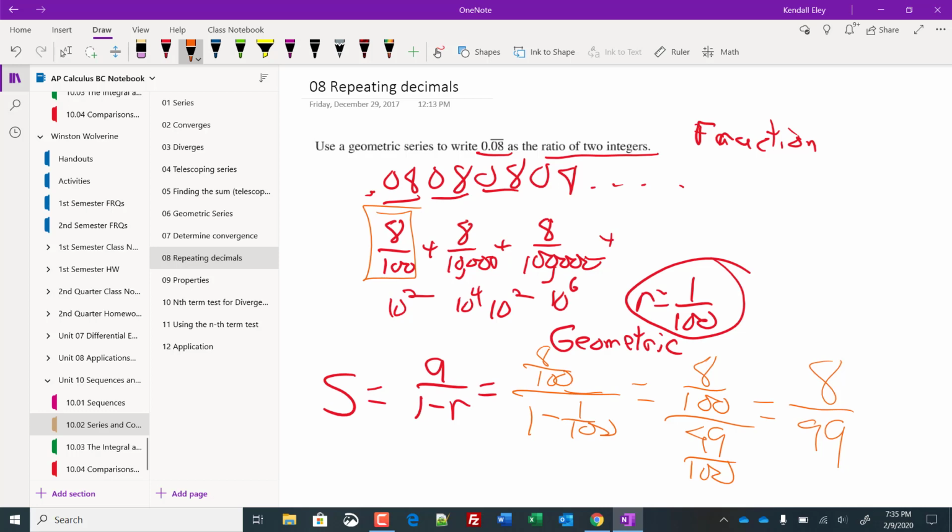Most of the time you would not be asked to do something like this. You would be asked to do something where you have a series and you have to determine, is it geometric? If it is, does it converge or diverge?